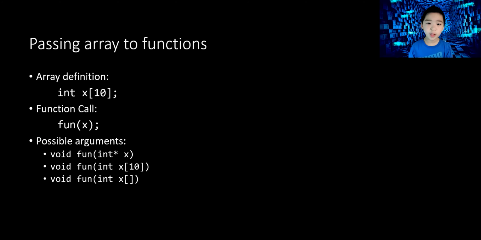So after we've defined an array, how are we going to pass it into a function? We know that an array will define a pointer. That means when we pass an array into a function, we're actually passing in a pointer. In this example, it is an integer pointer. Here are the possible arguments to put inside the function.